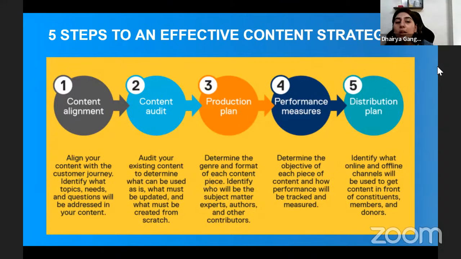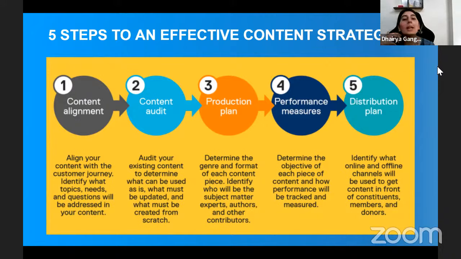Then do a content audit. Audit your existing content to determine what can be used as is. So if you have already been creating some kind of content, something's on your mind, ask yourself, is there anything out of this that you can use as it is? Right? Is there anything that you can tweak and update and use? Right? Or will you have to create content from scratch? Then create a production plan.